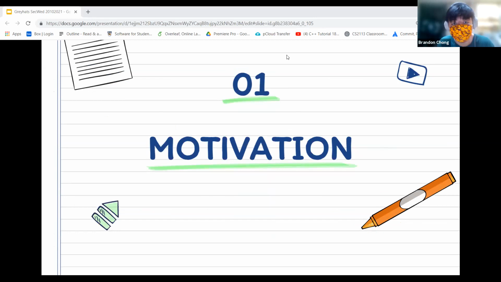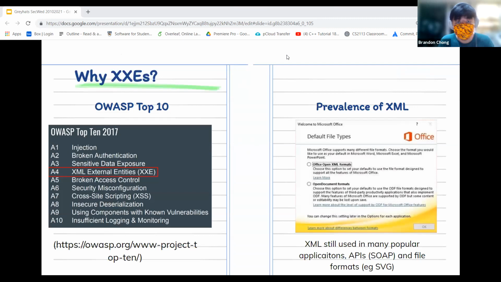So why exactly am I covering XXEs? Firstly, XXEs are actually part of the OWASP Top 10. If you don't know what OWASP is, it's just a list of the top 10 highest web-based vulnerabilities. This list is usually compiled regularly, like every 4 years, if I'm not wrong. From OWASP 2017, you can see in the picture, XXE is one of the most popular vulnerabilities. It's under A4.